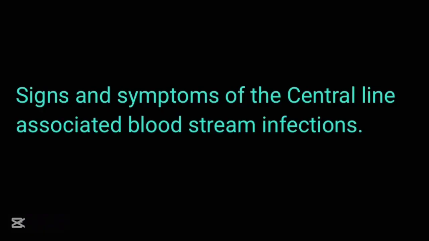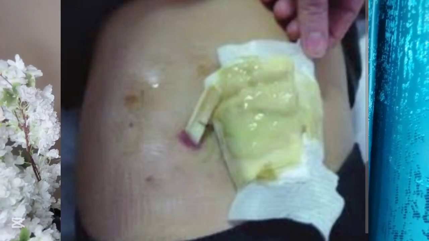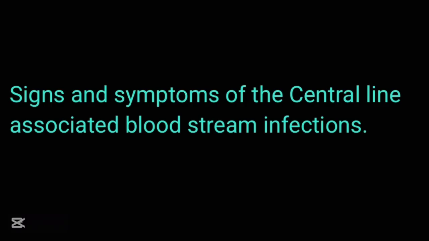The signs and symptoms of the central line associated bloodstream infection include fevers, that is an increase in the body temperature, rigors, that is the patient will start shivering. There will also be reddening around the insertion site of the central venous catheter. There will also be pus discharge coming out of the insertion site. There will also be central venous catheter dysfunction, that is the intended role of the central venous catheter insertion will not be realized.